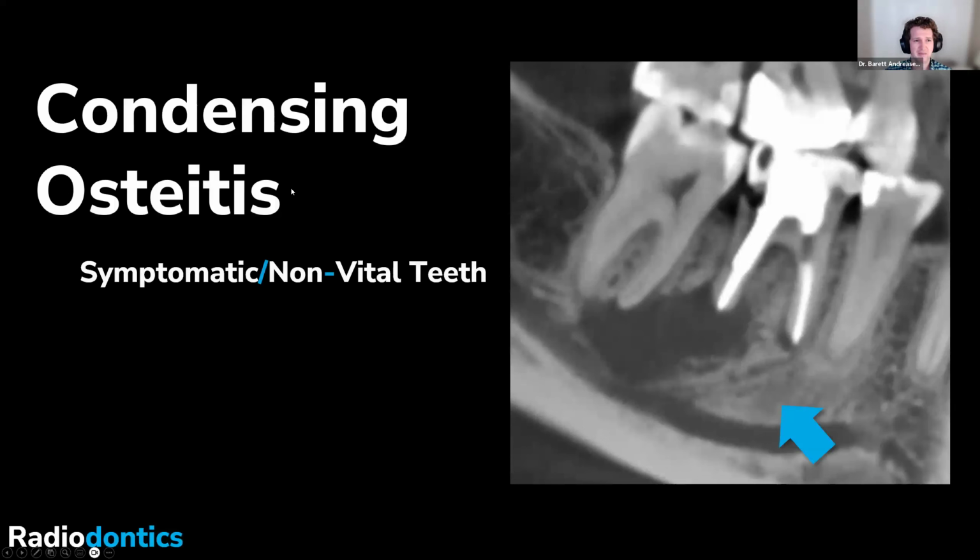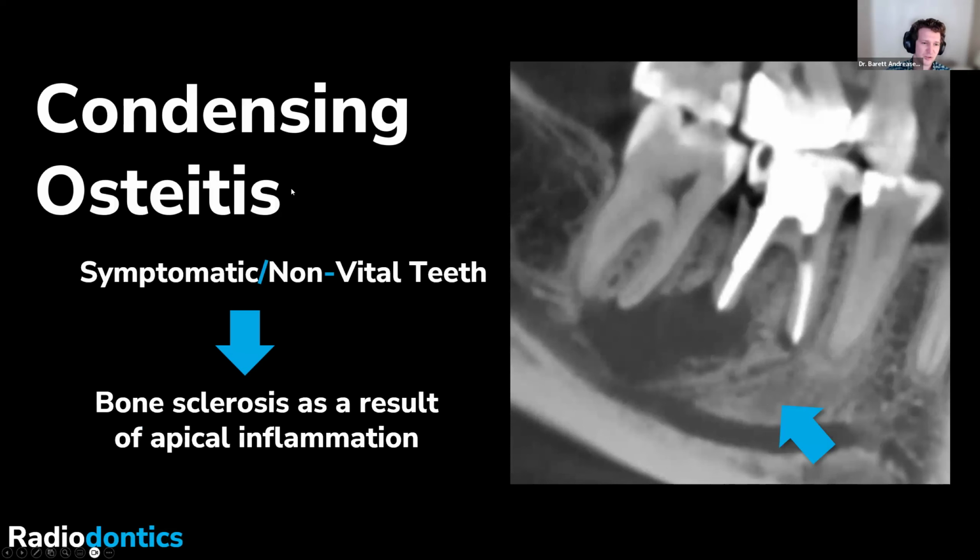So this is a response to chronic inflammation in the mandible or maxilla. Essentially what happens is your body is reacting to that chronic inflammation, that chronic infection, and it's essentially trying to wall off that infection by laying down additional bone. And that additional bone presents as a more sclerotic appearance on our radiographs, and that's why you get this radiopaque area surrounding this area of infection.